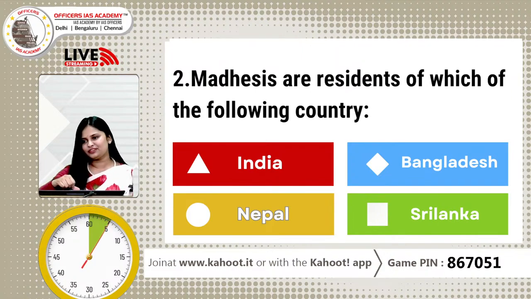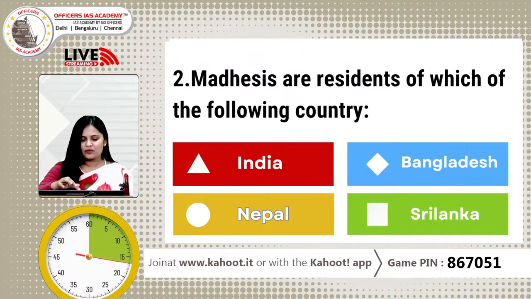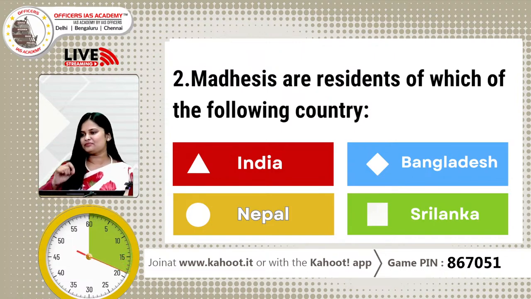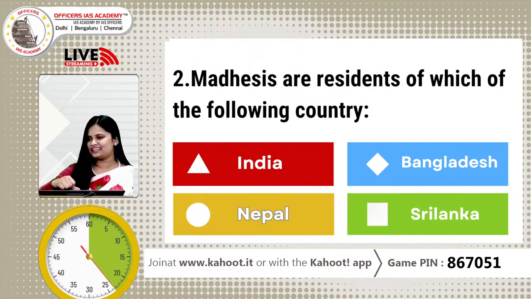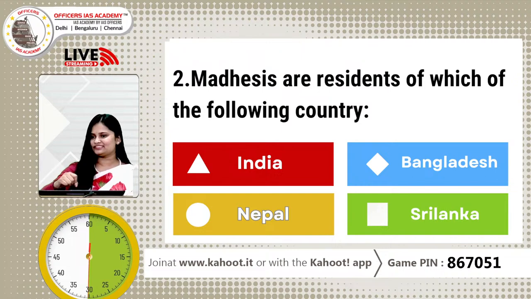So the second question for you, Madhesis are residents of which of the following country? Option A, India, option B, Bangladesh, option C, Nepal and option D, Sri Lanka. Think wisely before answering. Time is ticking. We have 37 responses so far. Wonderful. Bring in the responses, guys. 43, 44, more to go. Five more seconds.